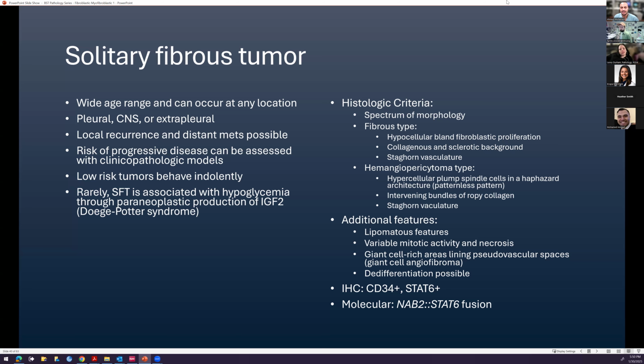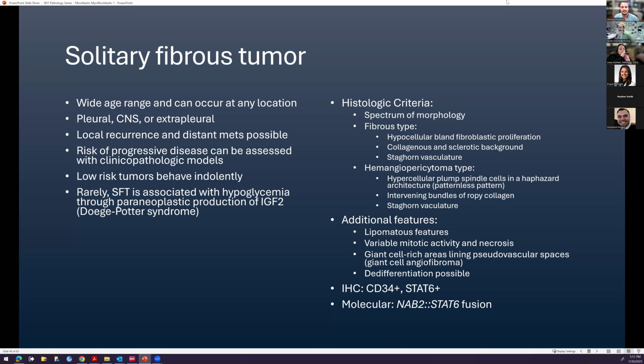Okay, so local recurrence for these is possible. All SFTs have some malignant potential, but we judge whether they're likely to metastasize by using a risk stratification model. It's called the modified Demicco risk stratification, named after Dr. Demicco, and it's based on patient age, tumor size, mitotic activity, and necrosis. Low risk tumors basically are not going to metastasize ever, but intermediate to high risk tumors have metastatic potential.